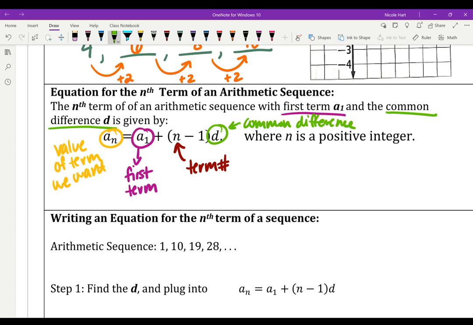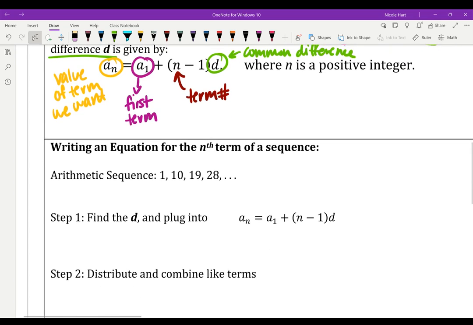So we are going to plug in the a sub 1 and the d to be able to write our equation. Here we have the sequence 1, 10, 19, 28. We are going to look at the common difference, how much each time the number changes. 1 to 10 is +9. 10 to 19 is +9. So our common difference, our d, is 9. And our very first term is 1.